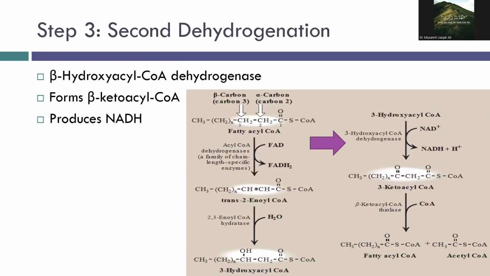The third step is the dehydrogenation. This is the second dehydrogenation process involved in the beta oxidation, right? The enzyme here, the beta-hydroxyacyl-CoA dehydrogenase, oxidizes the beta-hydroxyl group to the keto group, producing the beta-ketoacyl-CoA plus NADH, which produces 2.5 ATPs via the electron transport chain.